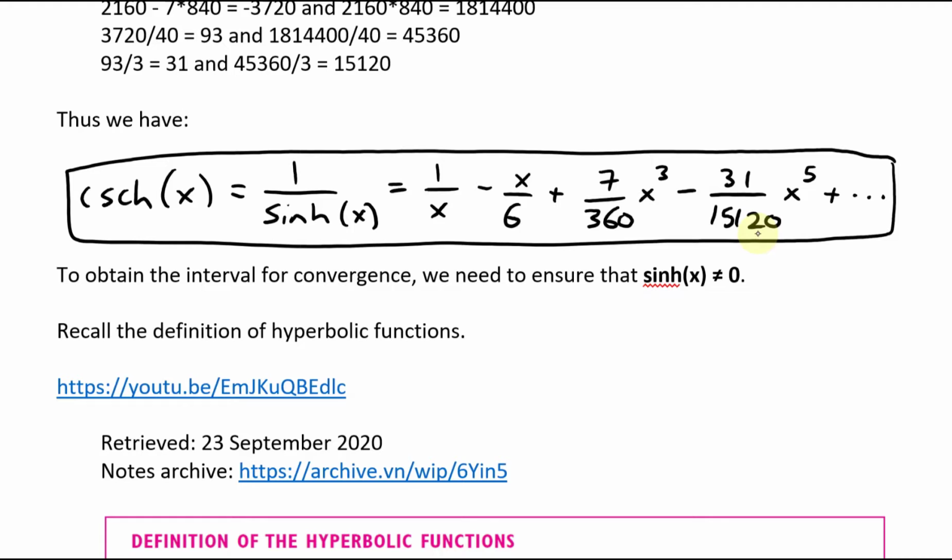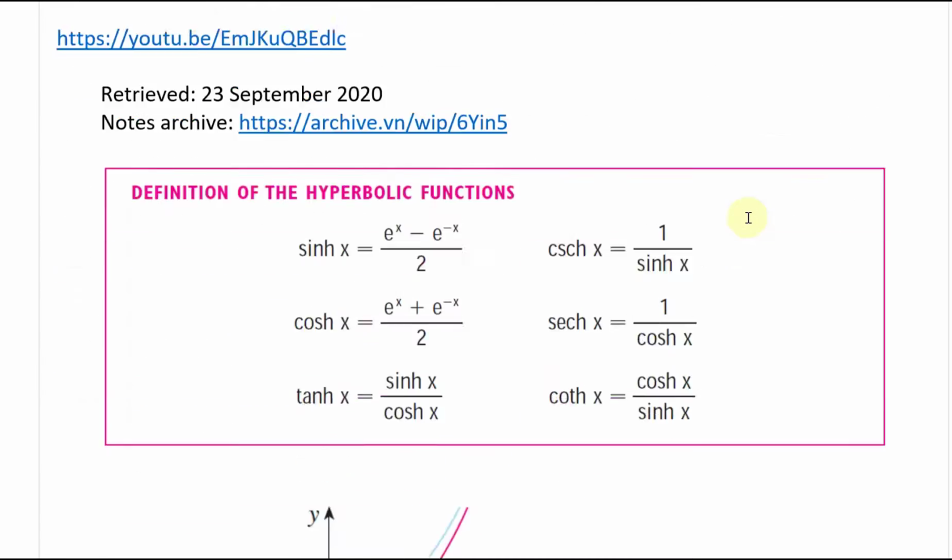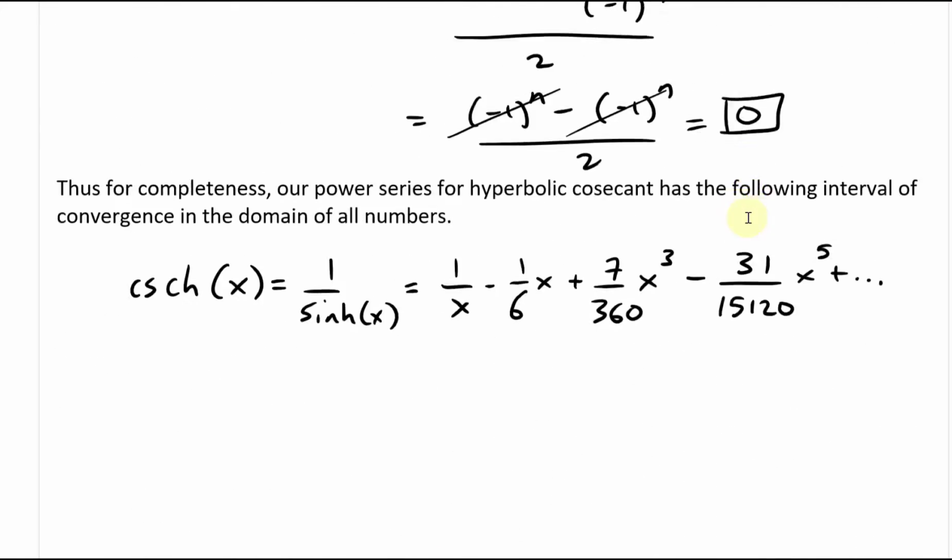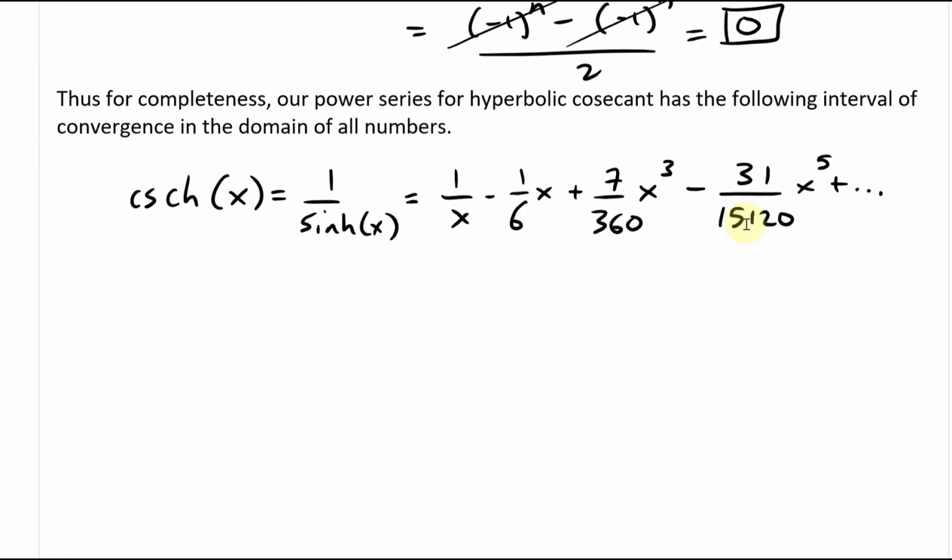That 1 is a bit too close. 15,120, like that, and 0 there, and then x to the 5. And let's keep going here further. So yeah, there's a negative 31 divided by 15,120. And yeah, this looks all correct.